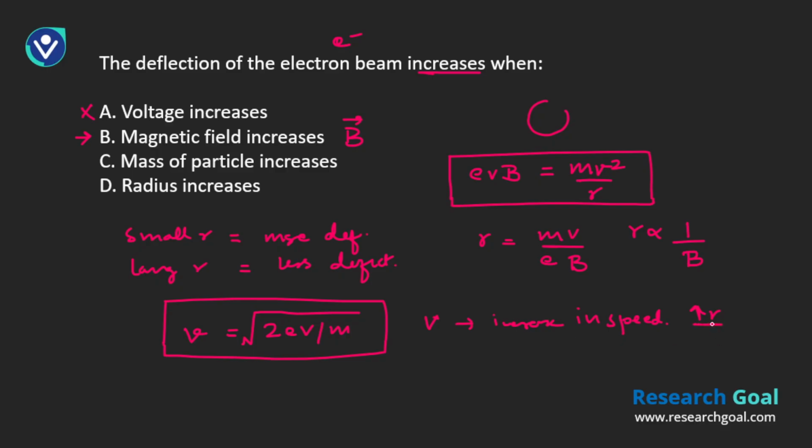So that is another point. The deflection is going to decrease because radius is inversely proportional to the deflection, right? So that is why the first option is incorrect. Now moving on to C, mass of particle increases. When it comes to mass, larger mass, you will have less deflection already, so that is incorrect. Last one is radius increases. By definition, we have seen that larger radius means smaller deflection of the particle that is moving in the magnetic field, right? So this option is also incorrect.